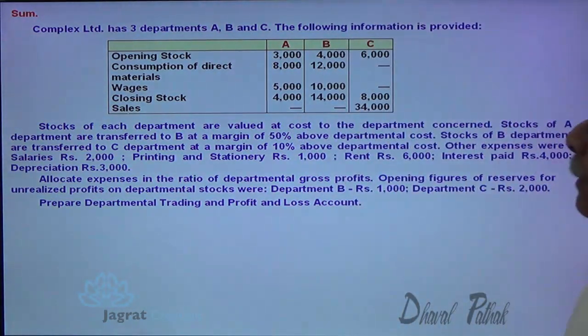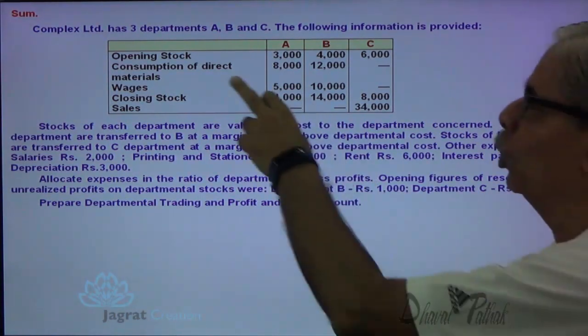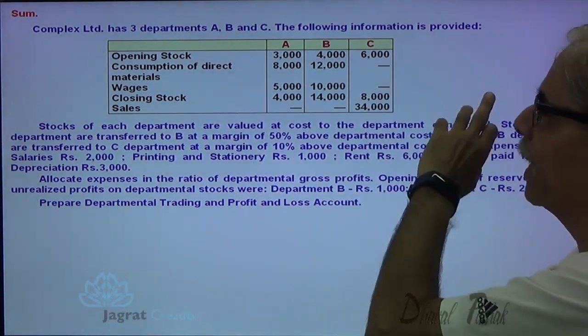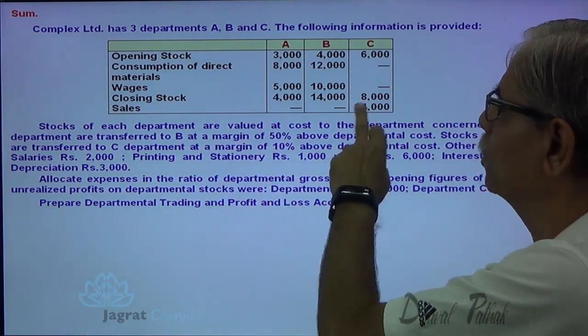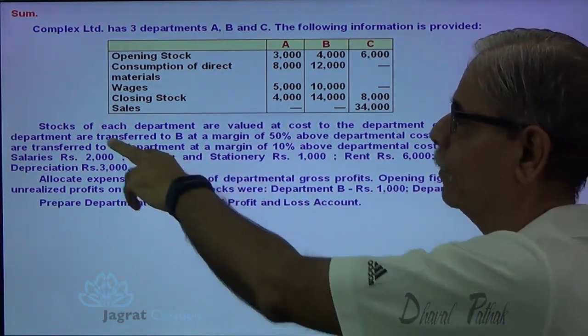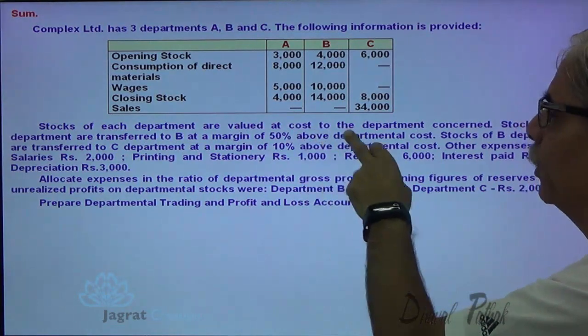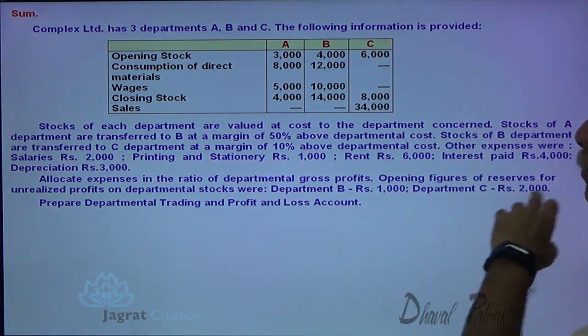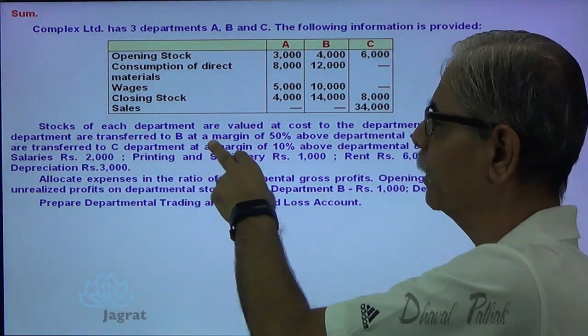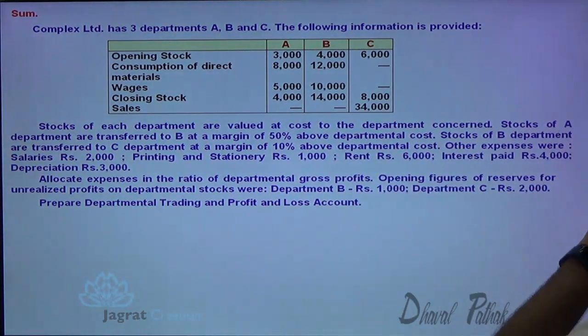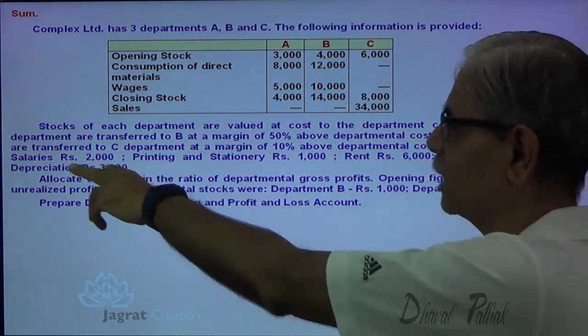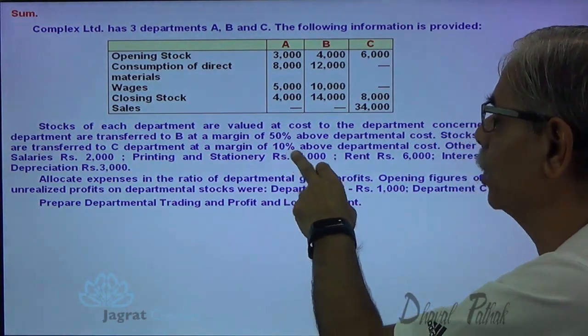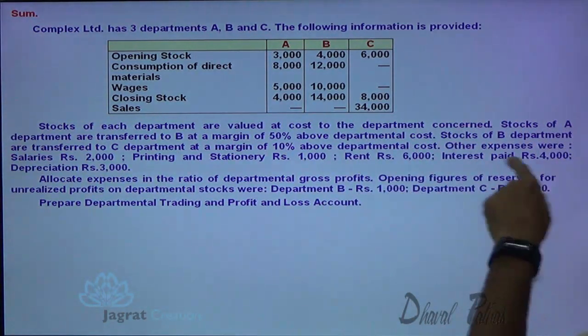Complex Limited has 3 departments A, B, C. The following information is provided: opening stock, consumption of direct materials, wages, closing stock, sales. Stock of each department is valued at the cost to the department concerned. Stock of department A is transferred to B at a margin of 50% above the departmental cost. Stock of B is transferred to department C at a margin of 10% above the departmental cost.